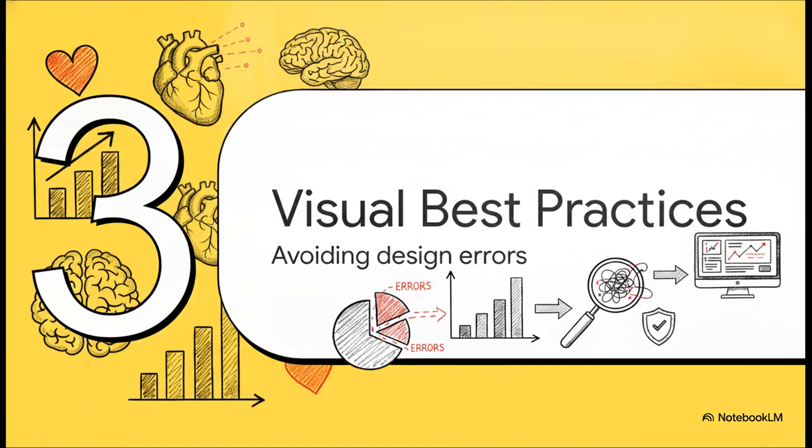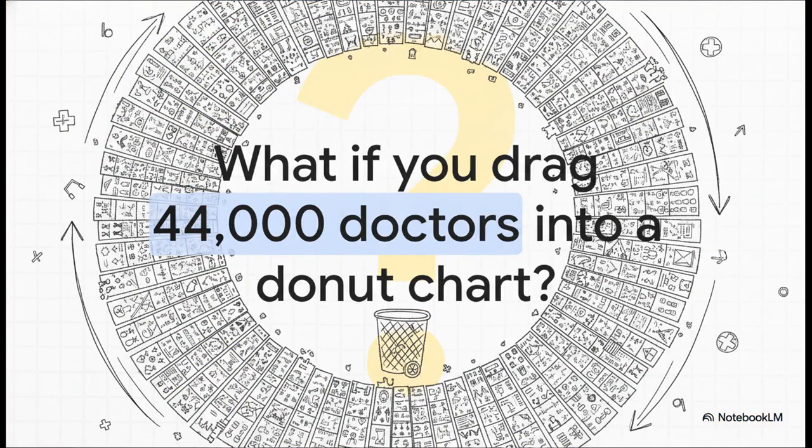Moving right along to Section 3, Best Practices for Visuals. Seriously, just imagine this for a second. What happens if you take those 44,000 distinct doctors and just drag them directly into a donut chart? It's a super common beginner mistake. You basically end up creating this never-ending, completely unreadable wheel of tiny data points that you can just spin forever. It literally defeats the entire purpose of having a visual in the first place.